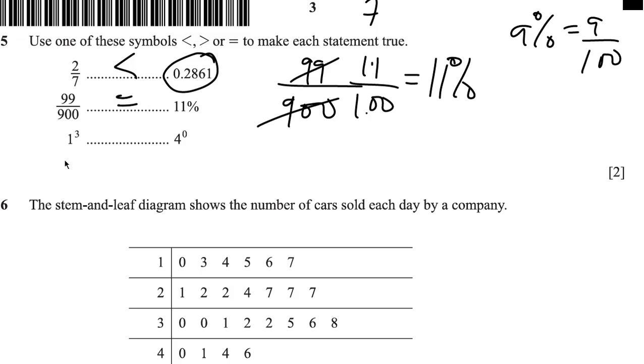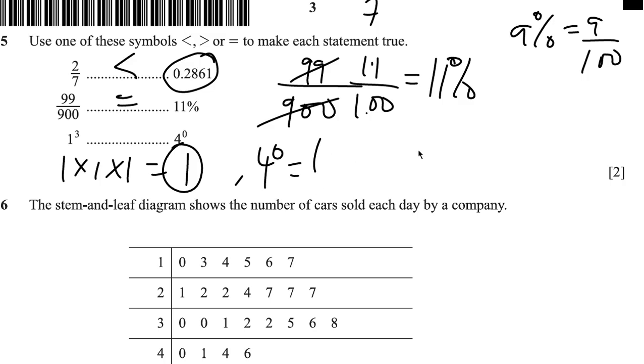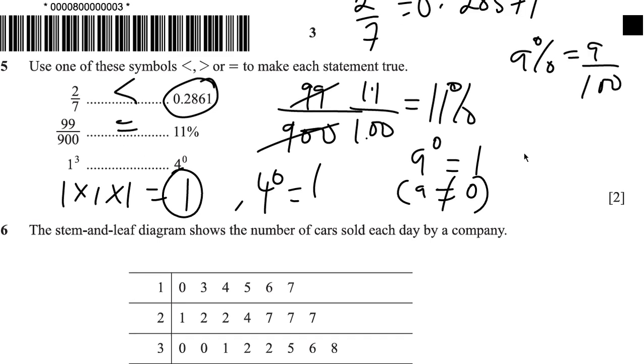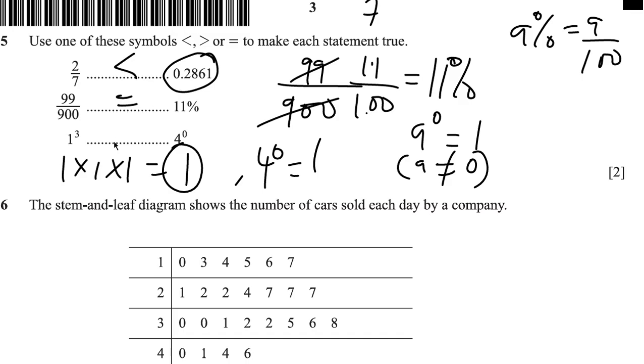And then the third one says 1 to the third, that's 1 times 1 times 1. It's going to give us what? 1. And then 4 to the 0 is going to be 1. Remember the zero power rule that says that a to the 0 is equal to 1, where a is not equal to 0. So for all numbers, right, except 0, when we raise it to 0, we have 1. So 1 to the third is equal to 4 to the 0.